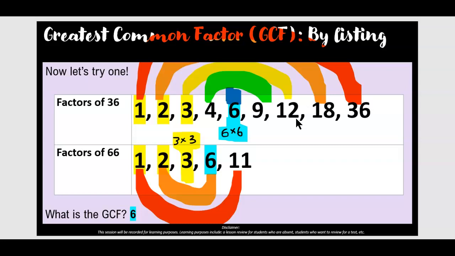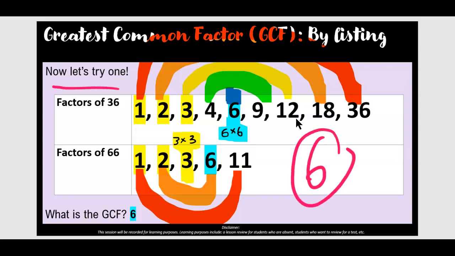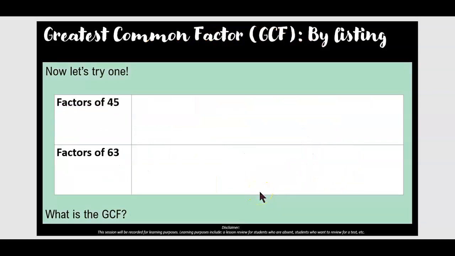So which one's the greatest? I think it's 6, all right? So 6 would be the answer for this one, I'm pretty sure. So the greatest common factor. Now here are the factors of 36. Here are the factors of 66, but the greatest common one is 6. Yeah? Please pause the video and try this. Oh, you're back already? Let's see how you did.